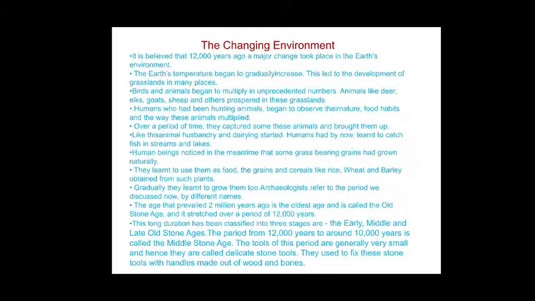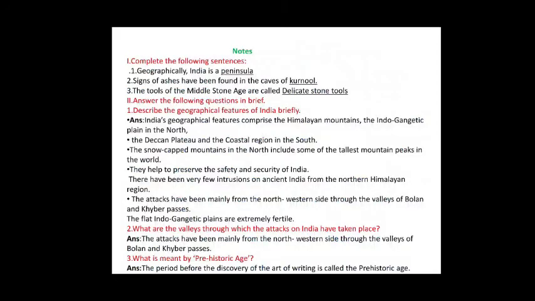Children, some archaeologists discussed and referred to this period and call it by different names. The age from 2 million years ago, the oldest age, is called the Old Stone Age. This period lasted until about 12,000 years ago.